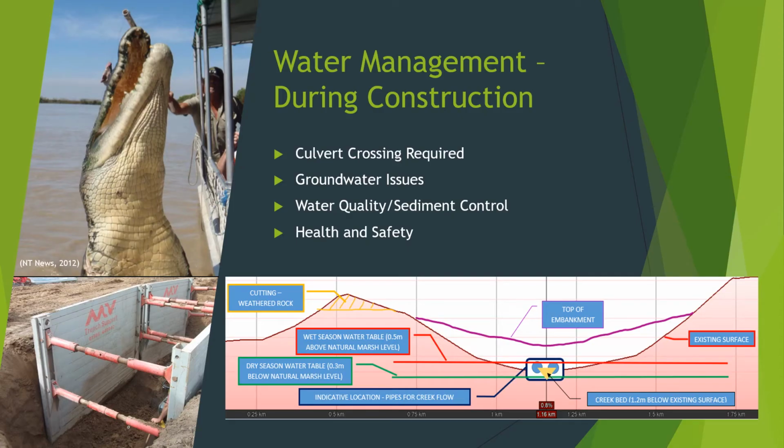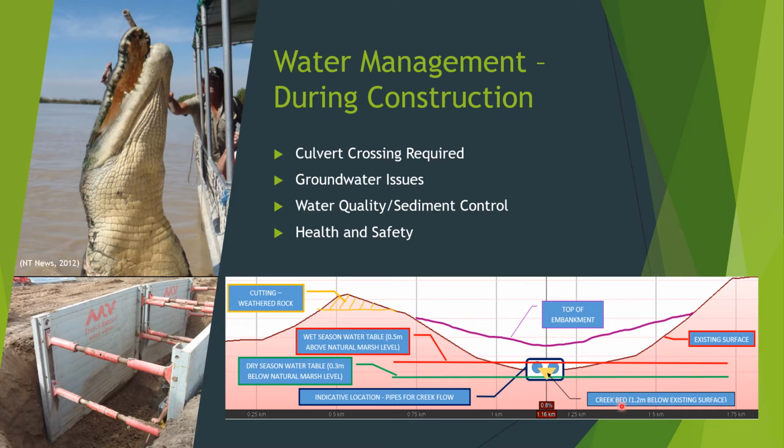So looking at the first element of the report, water management during the construction phase, there are several key issues which we need to discuss. These are how the culvert crossing is constructed, noting that the water table in this area is 0.3 meters below the natural surface of the marsh in the dry season, but that rises to 0.5 meters above the natural marsh surface during the wet season.